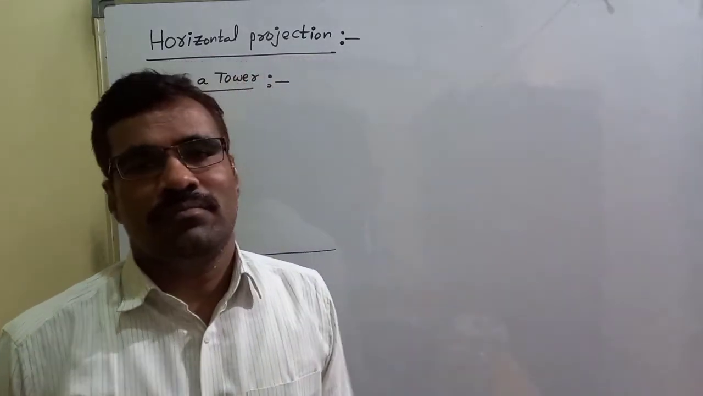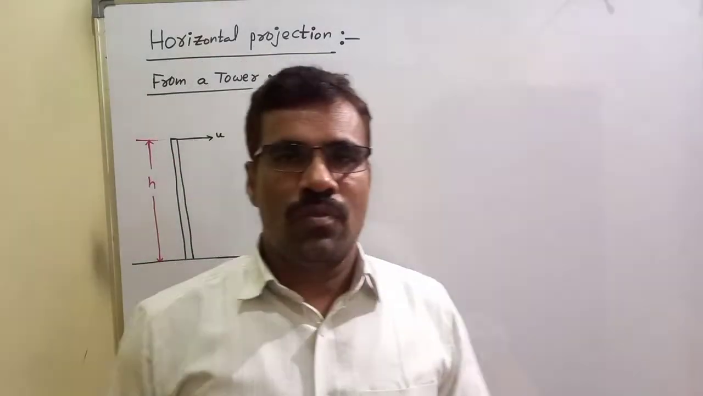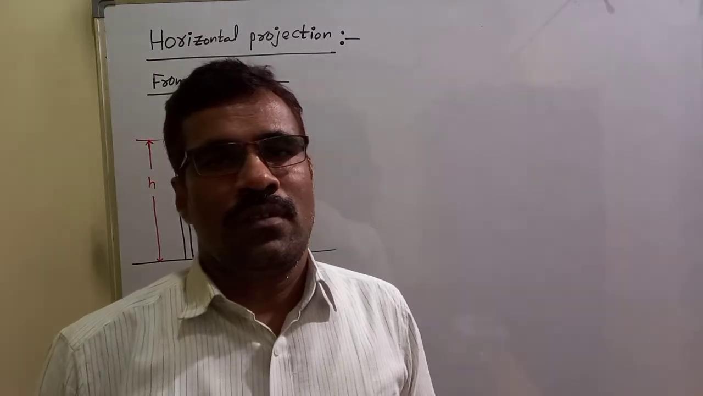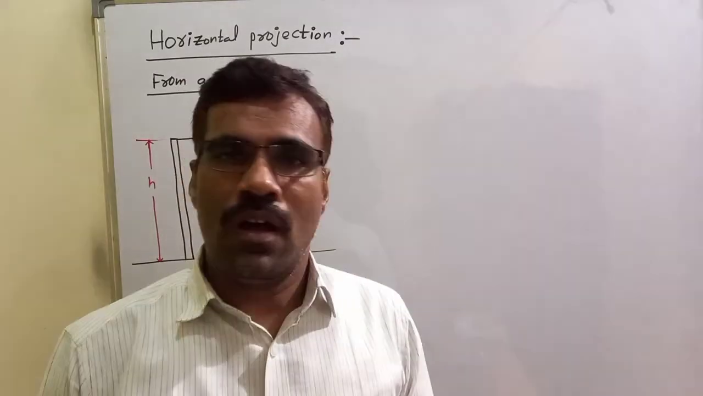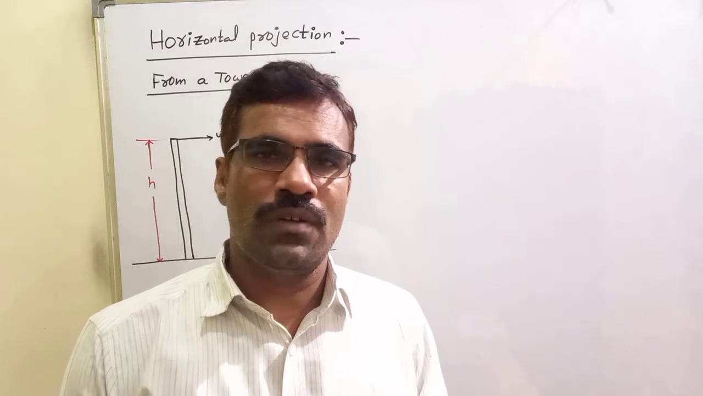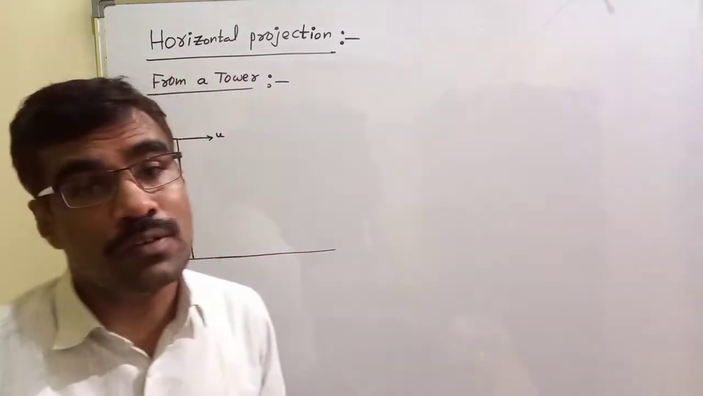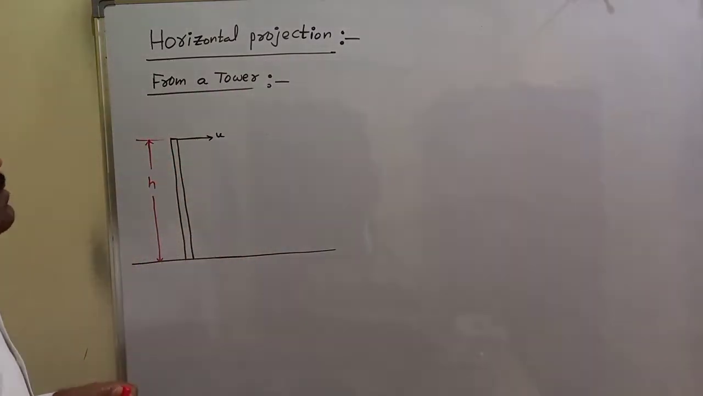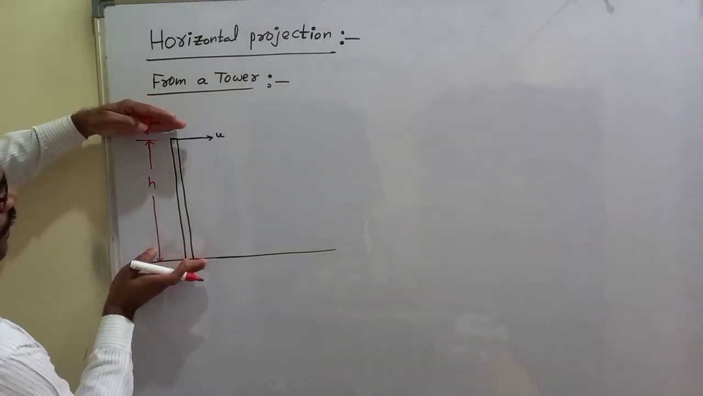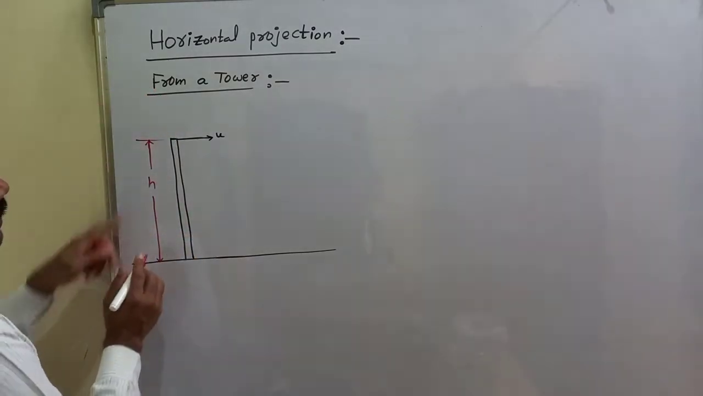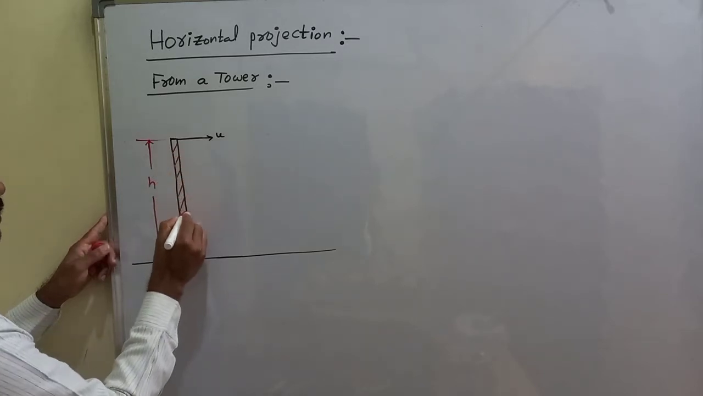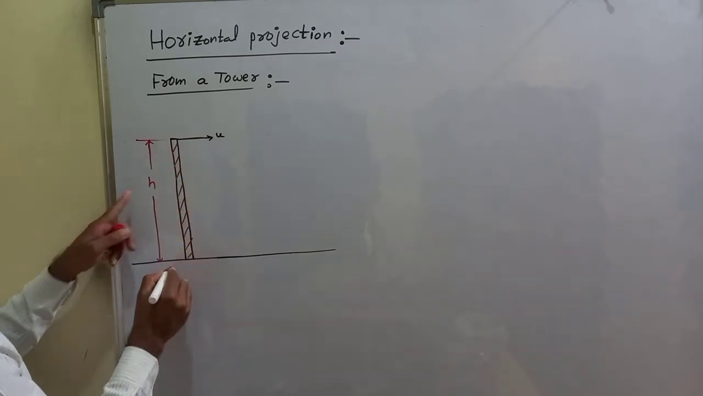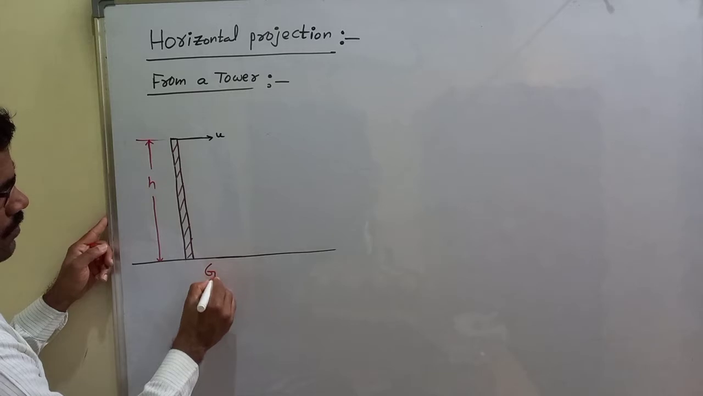Hello everyone. Today we are going to discuss projectile motion from a tower, or horizontal projection from a tower. Let us consider the height of the tower is h. Its height is h from the ground.